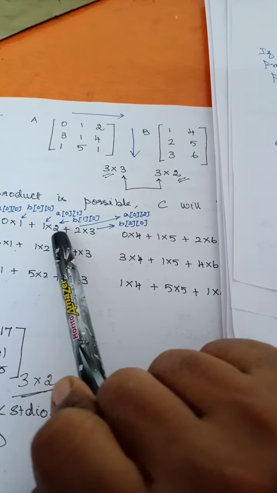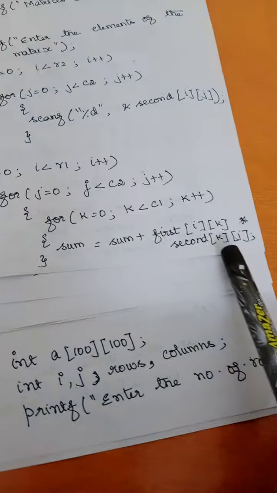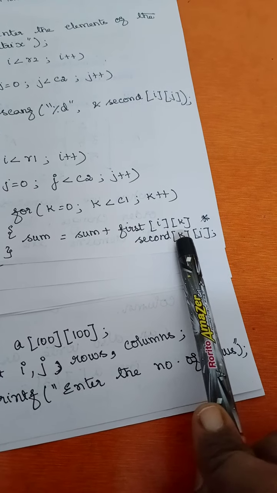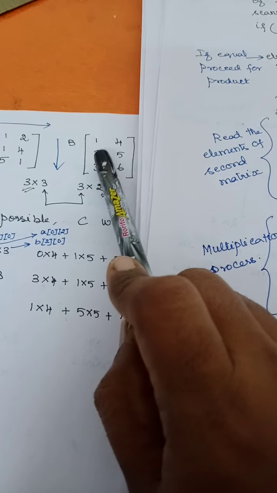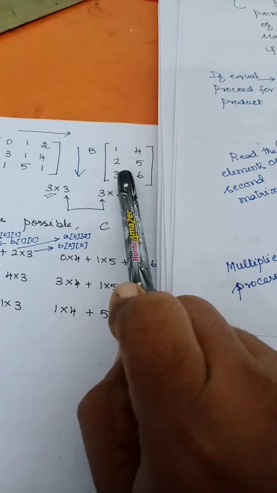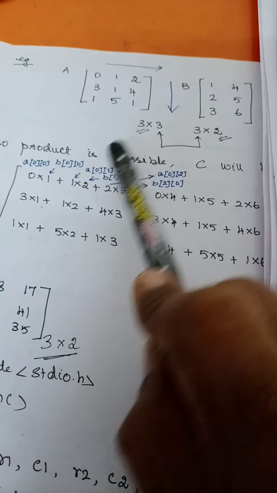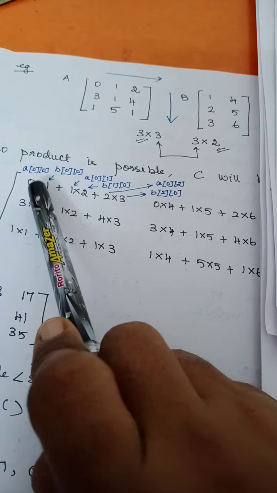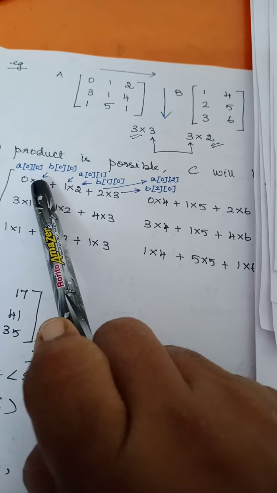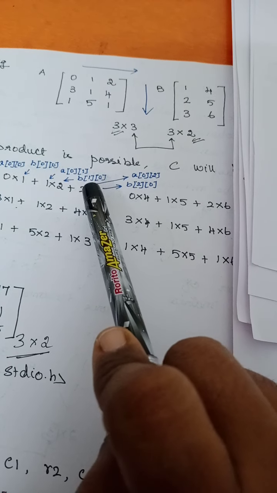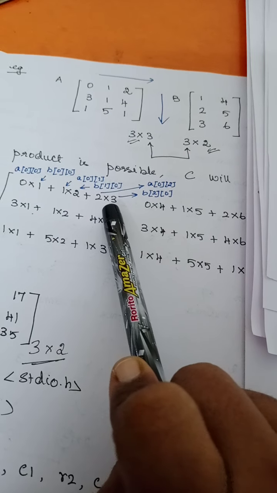So 1 into, similarly for B, I am going to do second of k. So k equal to 1. That means here I am going to take my second row value. So 1 into 2. After multiplying, I am going to add it with my sum. Already this result is being stored in sum, right? So similarly I will do it for k equal to 2, right?